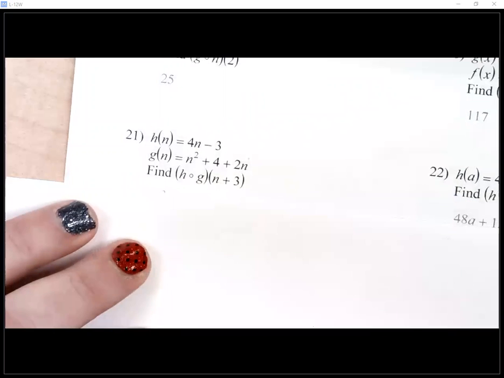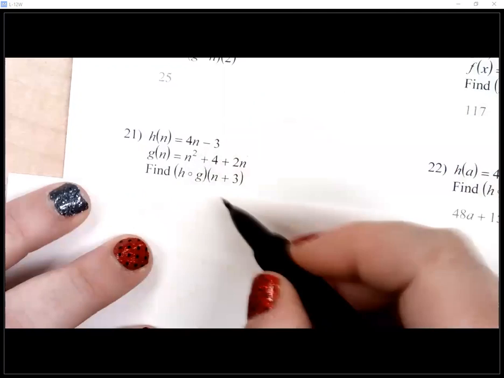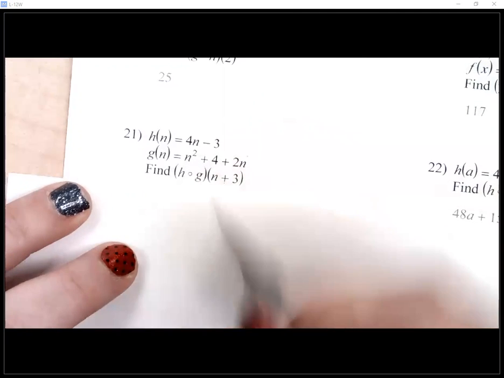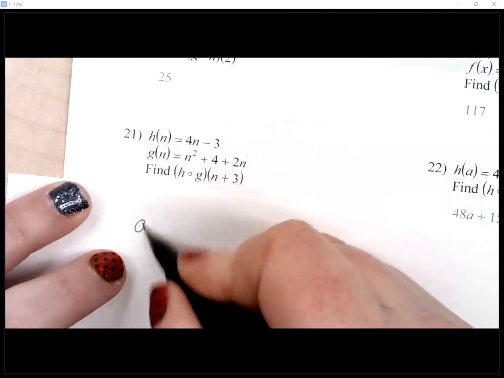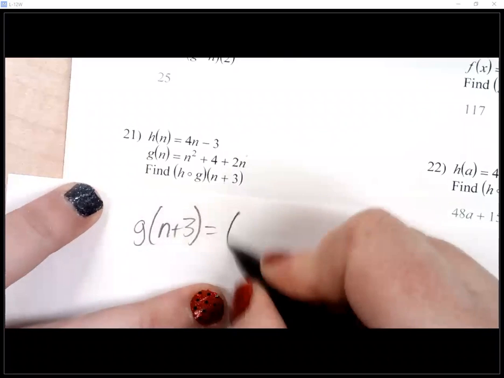All right, 21, this was the one I had the most questions about. So we're gonna take n plus 3 and put it into the g. And I bet you anything, the mistake you probably made was probably right here.